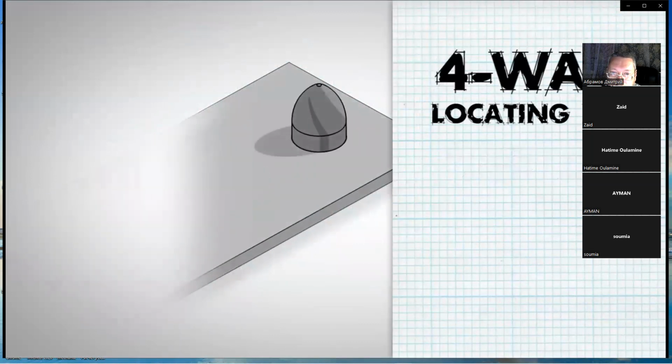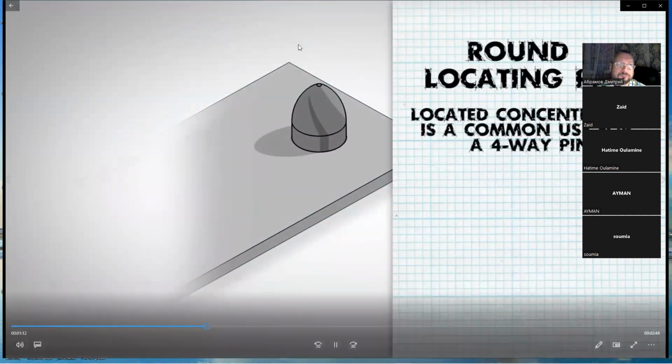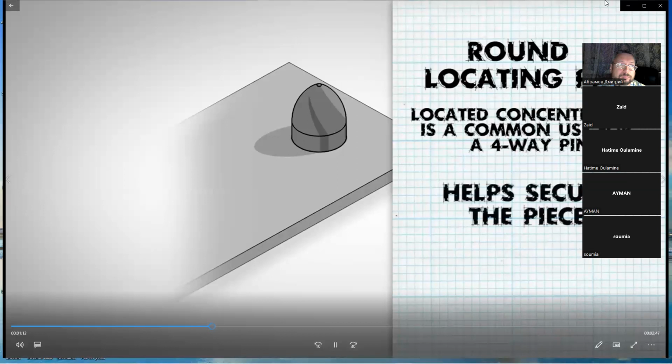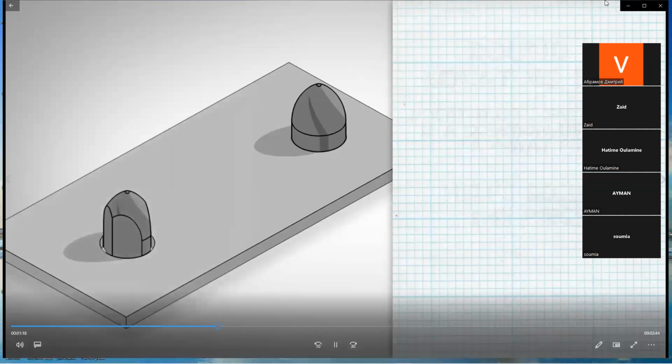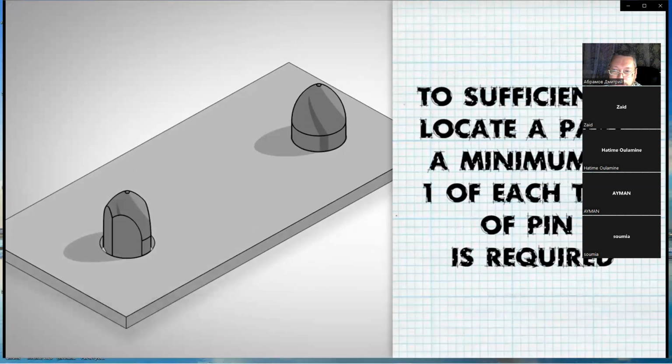Likewise, a four-way pin restricts 4 degrees of freedom along 2 axes. A round locating pin located concentrically in a hole is a common application of a four-way pin and helps to further secure the workpiece. A minimum of 1 of each type of pin is required to prevent excess motion of the workpiece, and more locating components may be used as needed.